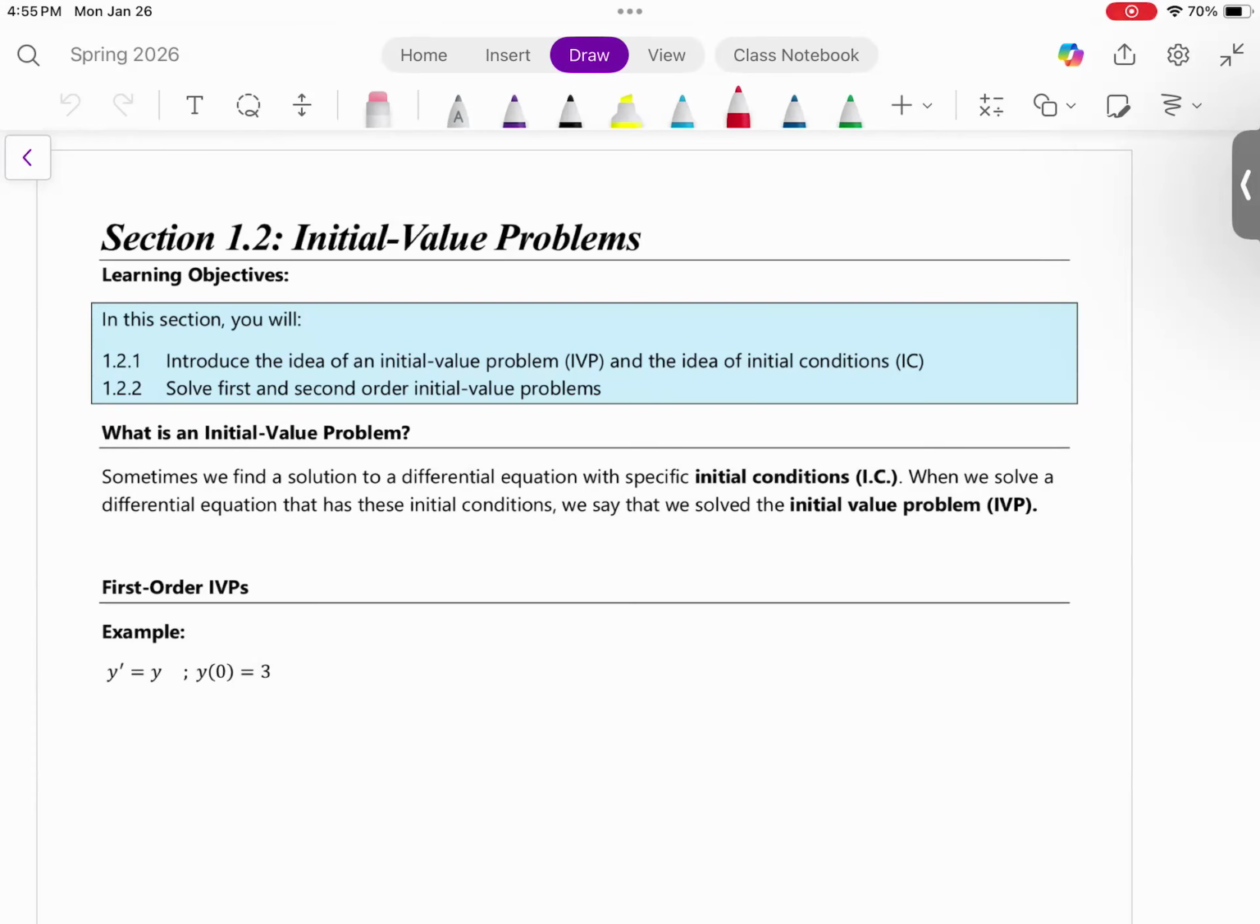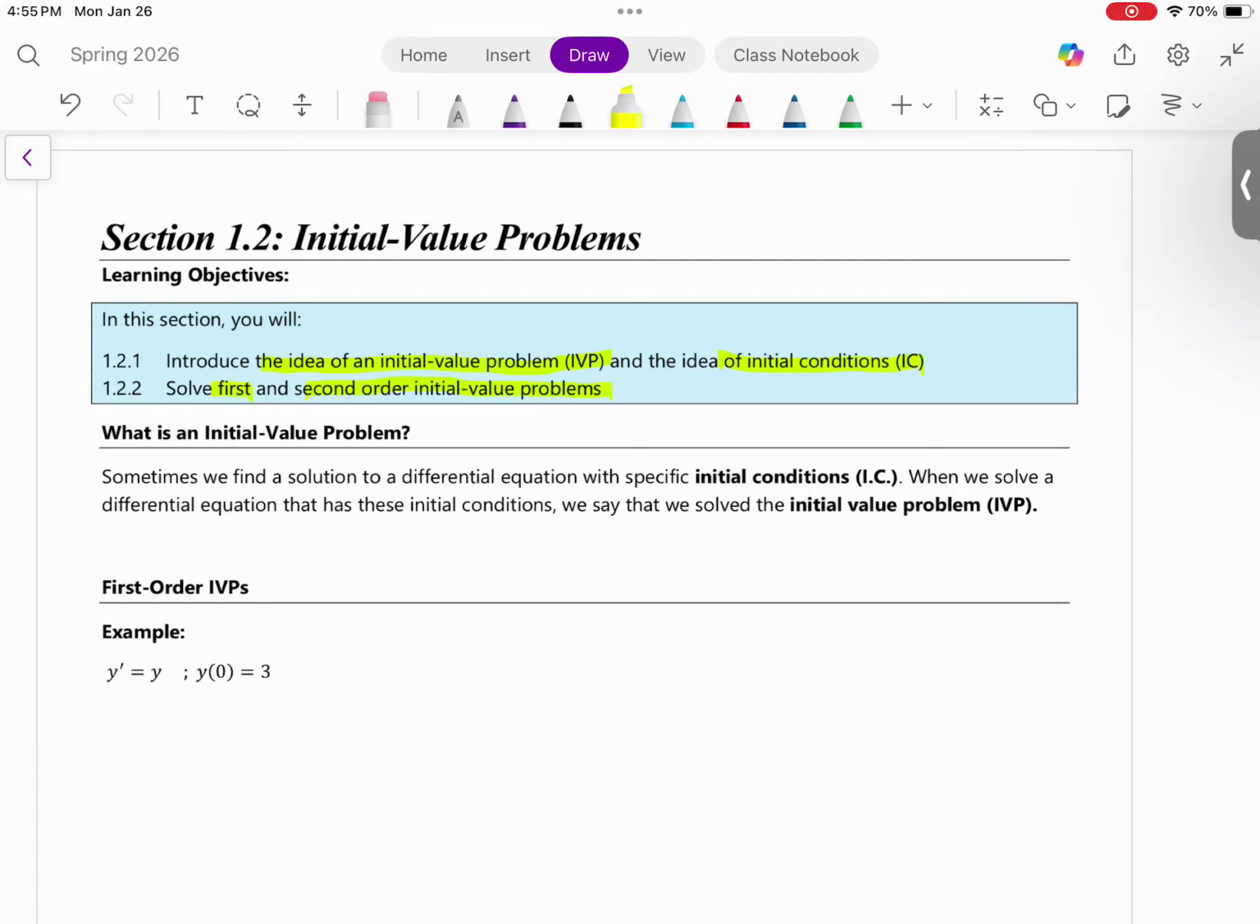And in our second video for this class, we're going to be talking about initial value problems. Maybe something you've seen before in Calculus 2. If not, that's what we're going over today. But let's go ahead and get started on our learning objectives. The first learning objective is to introduce the idea of an initial value problem and the idea of initial conditions, and we're going to solve first and second order IVPs.